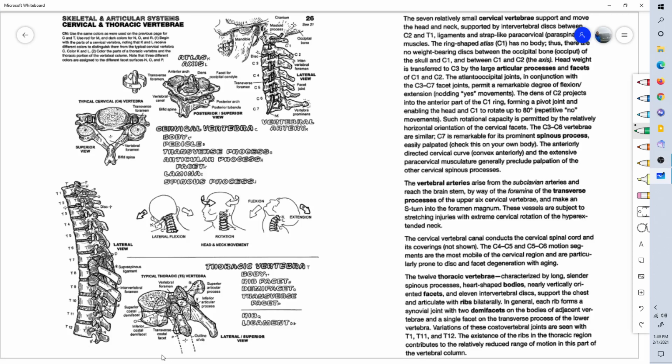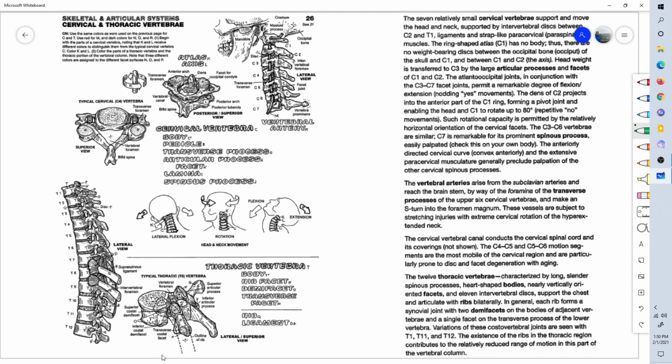Cervical and thoracic vertebrae. It's important to know all the ridges and bumps and peaks and valleys on all of the vertebrae, to know how they articulate with one another to form the vertebral column, and also to know where joints come together and where muscles and ligaments attach, and to get an idea of how they move and why they move the way they do.